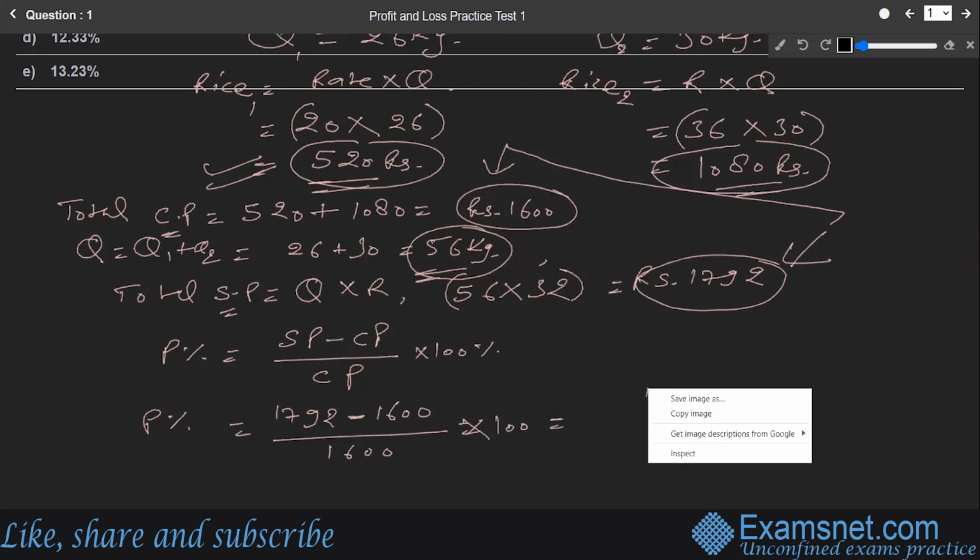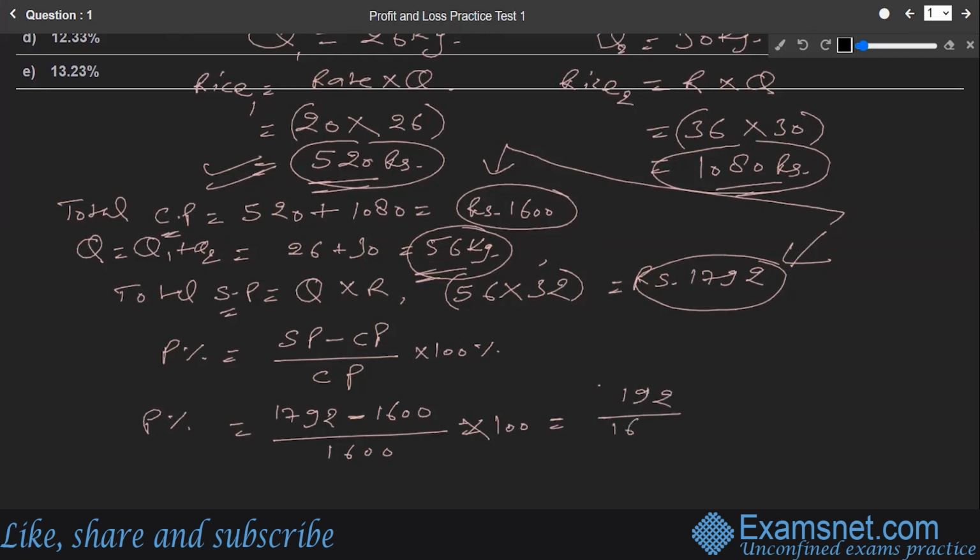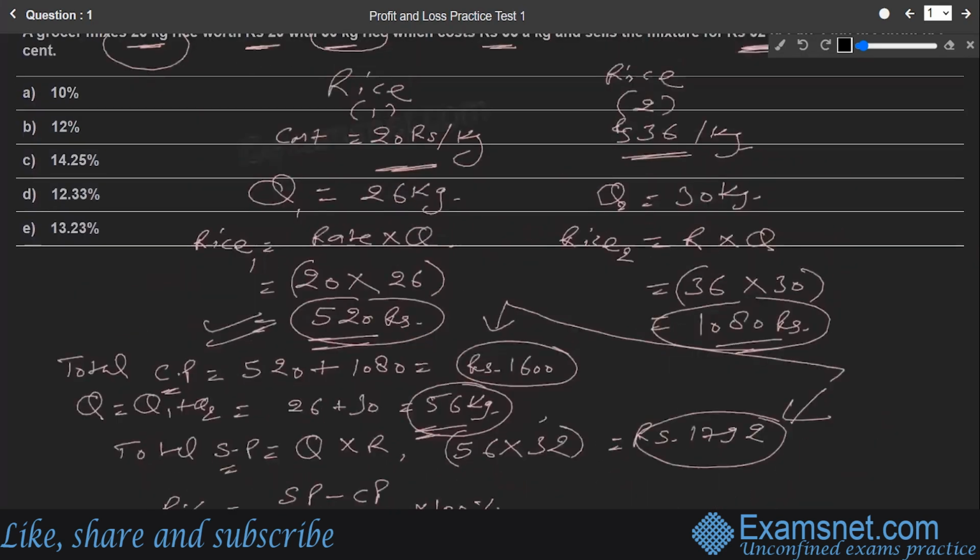If we solve this further, it comes out to be 192 divided by 1600 into 100. We can solve this easily by cutting the values; 16 divides 192 exactly by 12. So the ultimate answer comes out to be 12%. So in the overall deal, a profit of 12% has happened. That is option B, which is the answer.